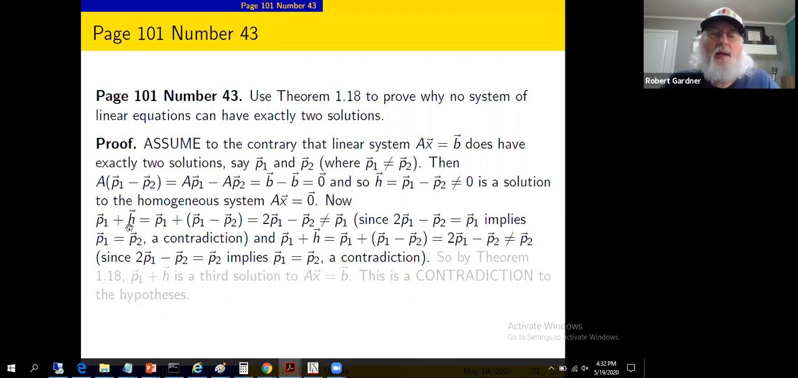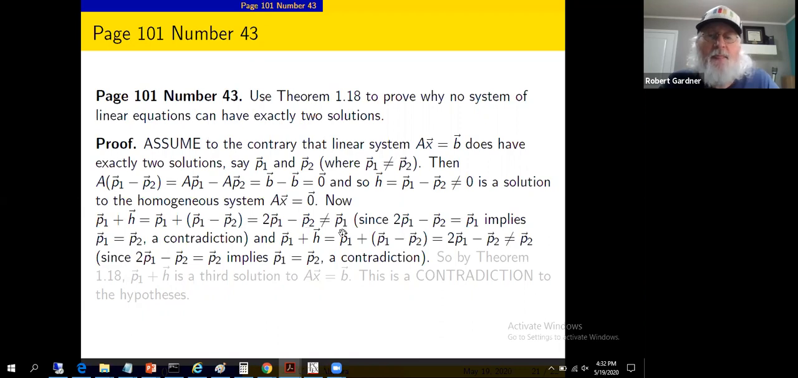So take P1 and let's add H. That'll be a solution to AX equals B, because Theorem 1.18 said take a particular solution, add a homogeneous solution. That gives you another solution to AX equals B. And you're effectively adding zero once I put the matrices in. All right, well, P1 plus H, where we've chosen H to be P1 minus P2, becomes P1 plus P1 minus P2. That gives us 2P1 minus P2.